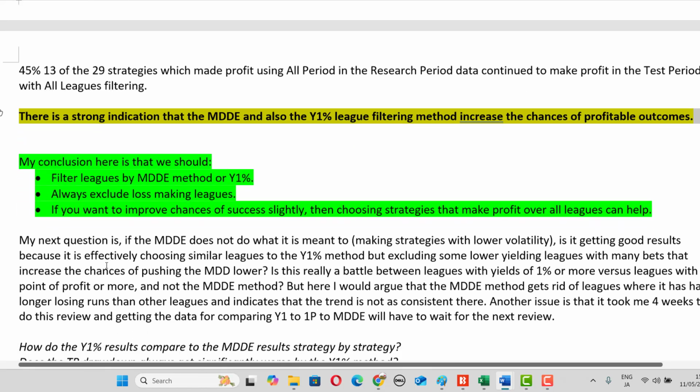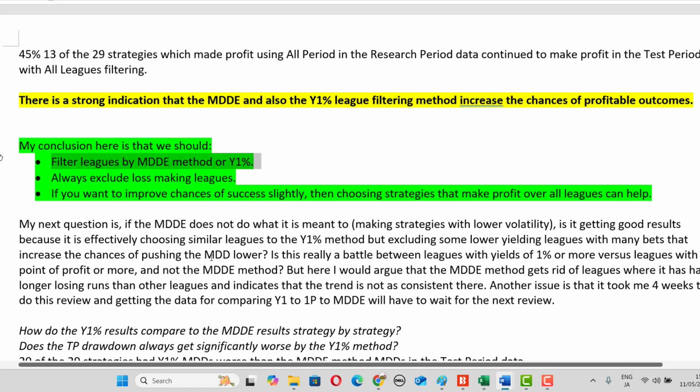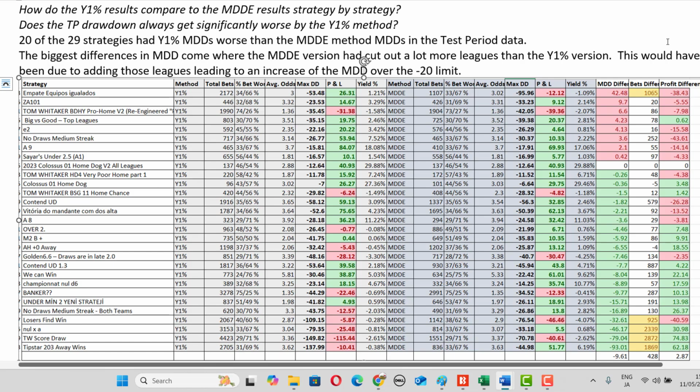So far my strong conclusions are filter leagues by the MDDE method or even the 1% yield method. Always exclude loss-making leagues, and if you want to improve chances of success slightly, then choosing strategies that make profit over all leagues can help. So in my next bit of research, I wanted to work out if there was any correlation between the 1% yielding leagues results and the MDDE results.